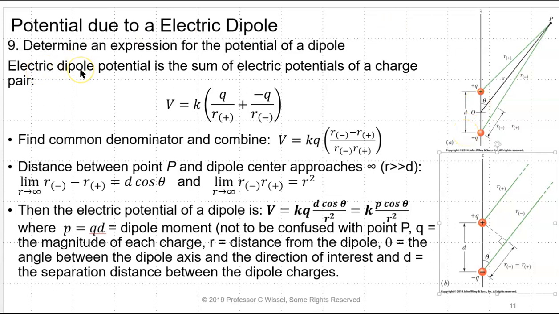So the electric dipole potential is the sum of the electric potentials of a charged pair. V equals k times the quantity q over r plus a minus q over r minus. R plus is the distance between point P and the positive charge, and R minus is the distance between point P and the negative charge. We find a common denominator and combine. V equals kq times the quantity R minus minus R plus divided by R minus times R plus.